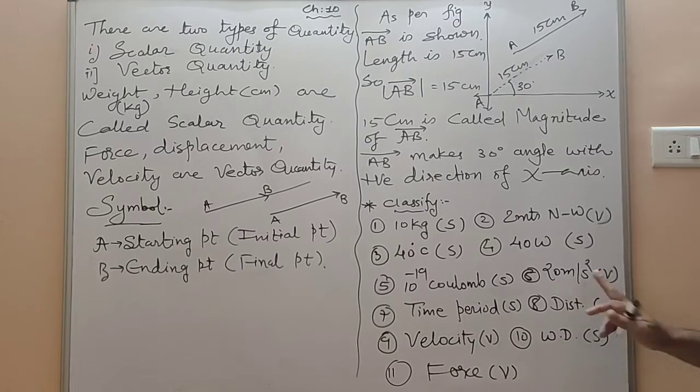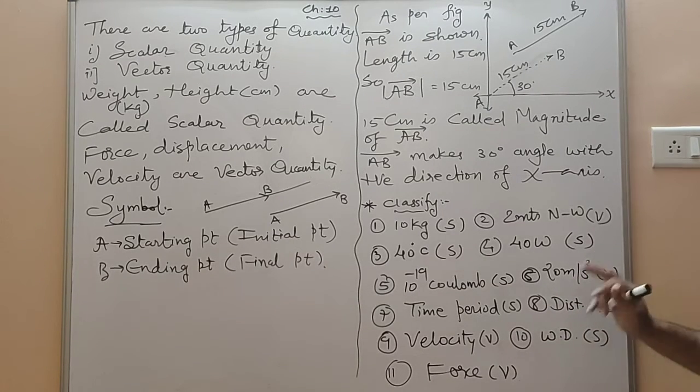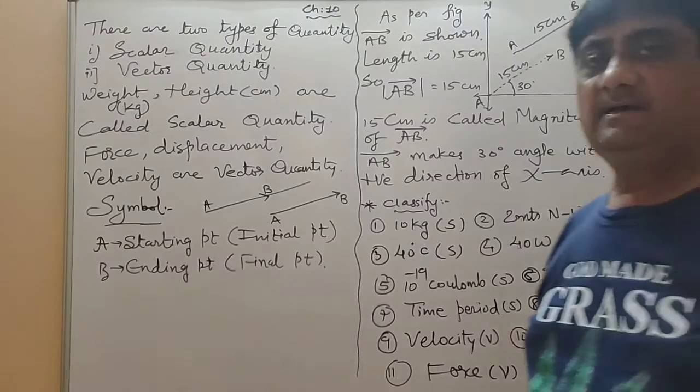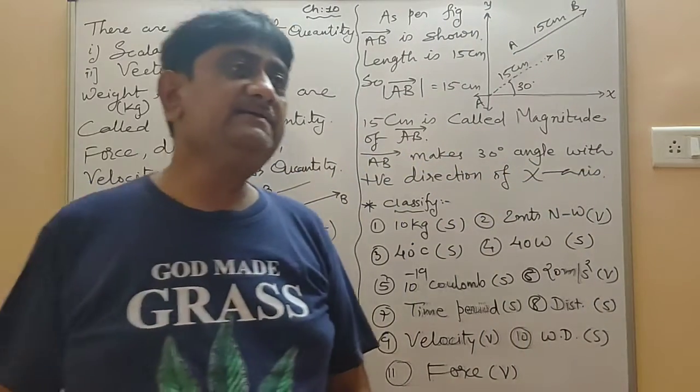Same with 20 meter per second square, which is a vector quantity, because 20 meter per second square is a unit of acceleration.